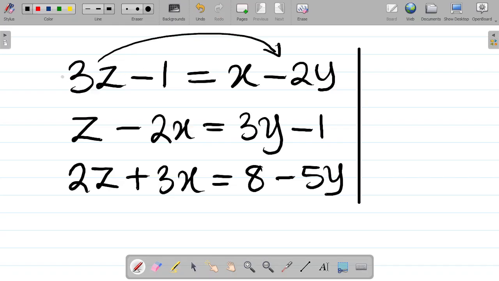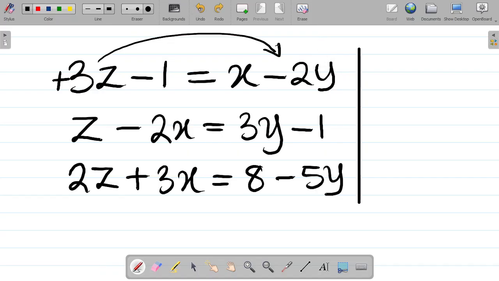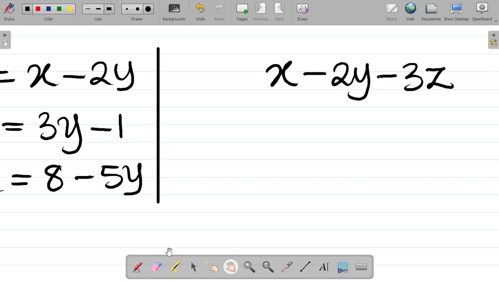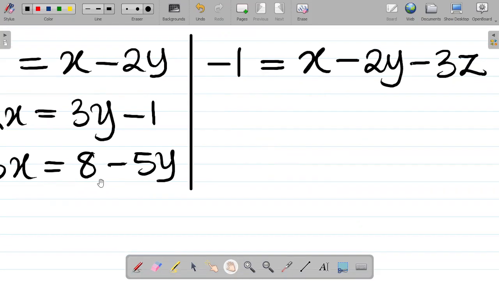Now notice that you have this as plus 3z. If I move 3z over here, it becomes minus 3z. So what you have now becomes x minus 2y minus 3z. Let's write that out: x minus 2y minus 3z. Of course, you equate this to, remember that I moved z from the left hand side to the right hand side, I'm still left with this term, which is minus 1. So I'll equate that to minus 1. That's your first task.